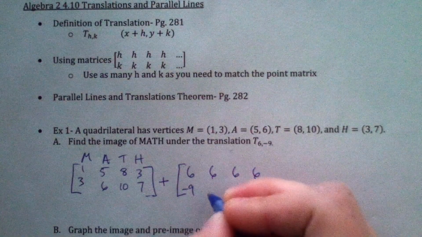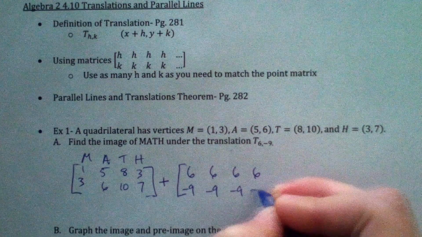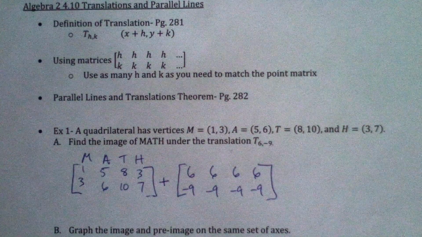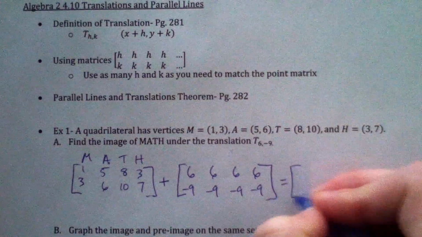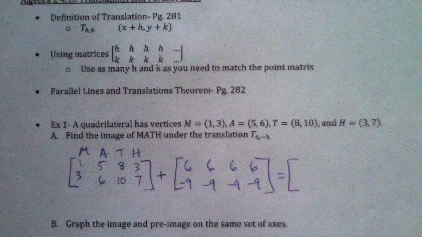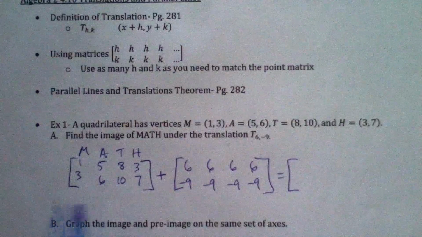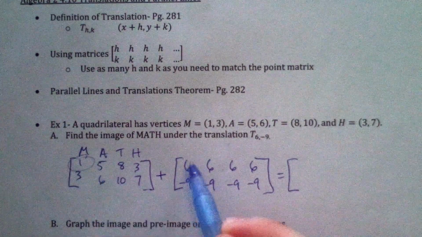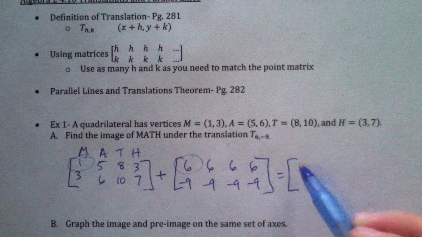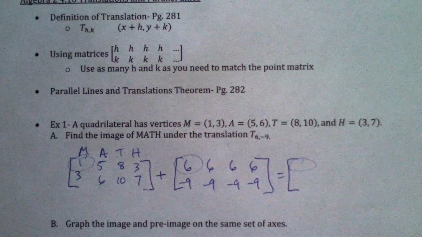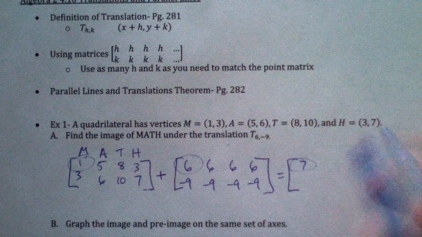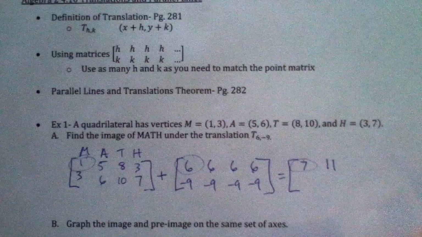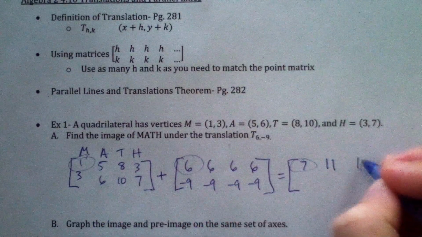And with adding, hopefully you guys remember that your matrices have the same exact dimensions, and then you take the individual points that match up, like the 1 and the 6, add those together, and that would go right there. So 1 plus 6 would be 7. I'm just going to go across the top there. 5 plus 6 would be 11. 8 plus 6 would be 14. And then 3 plus 6 would be 9. So that would be all of our new x coordinates, and these would be M prime, A prime, T prime, and H prime.